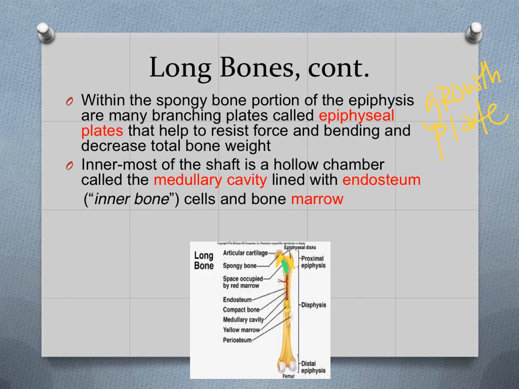Then all the way at the very, very center, we talked about this a little bit before with blood cell formation, we have the hollow medullary cavity, which is full of marrow, and it is lined by a smooth set of bone cells called the endosteum.